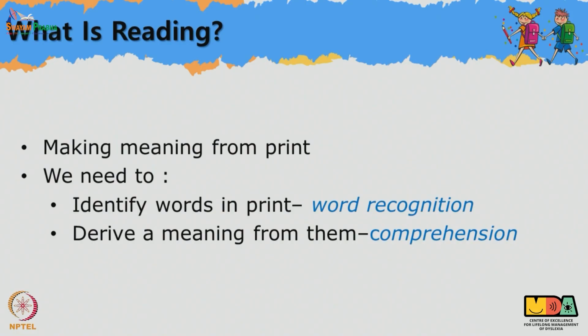For this understanding of making meaning from print, we need to first identify the words in print, which is called word recognition, and also to derive the meaning of whatever we have read, which is called comprehension. And these two will have to act simultaneously and also rapidly for a child to become an efficient and fluent reader. Let me now go ahead and read a paragraph for you.